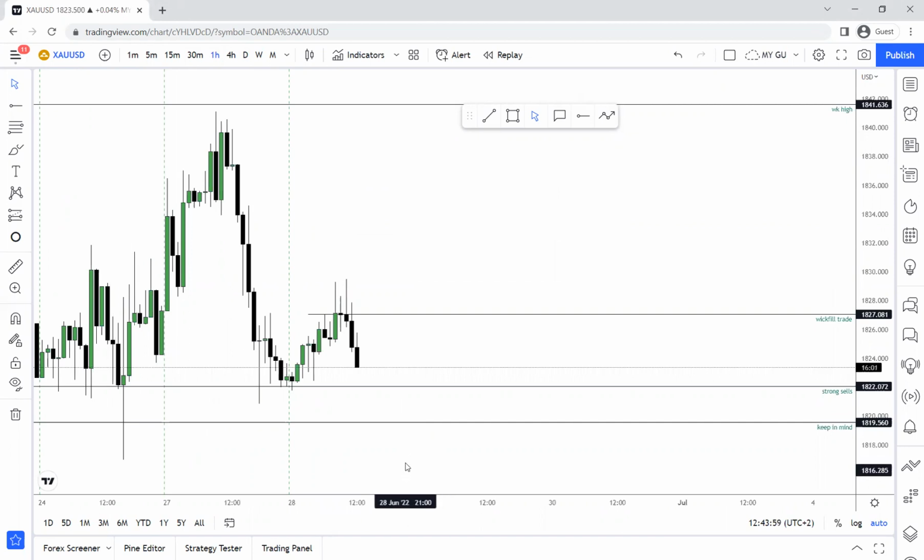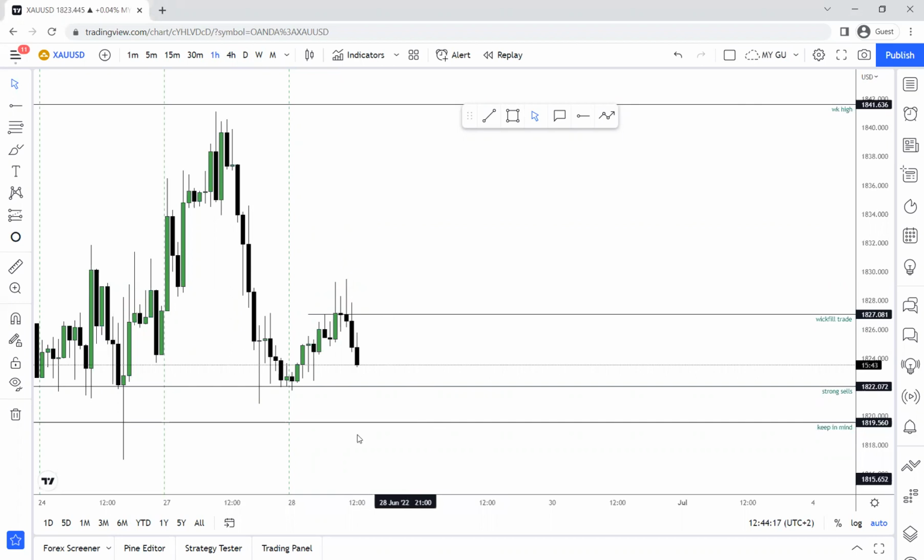Remember, these zones that we put on the 4-hour time frame and on the daily time frame, you need to reanalyze them the next day before you start trading, because just because they're there today does not mean they'll be valid tomorrow. So always keep that in mind.